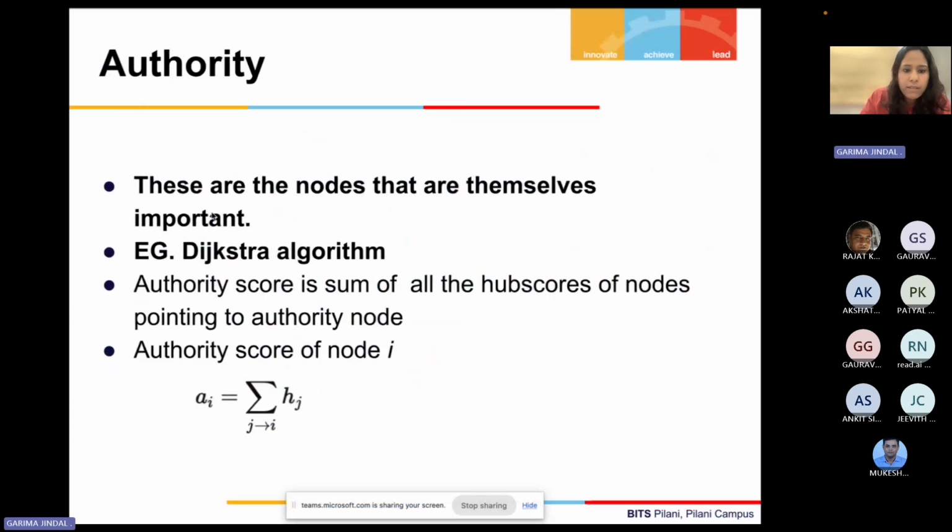So yeah, let's read this slide. Authorities are the nodes that are themselves important, and they are pointed to by a lot of other nodes and by important nodes. The authority score is the sum of all the hub scores of the nodes pointing to the authority node. The authority score can be mathematically written using this formula.